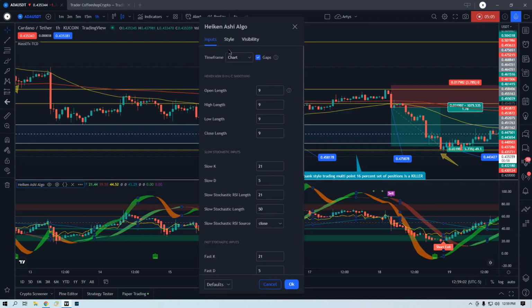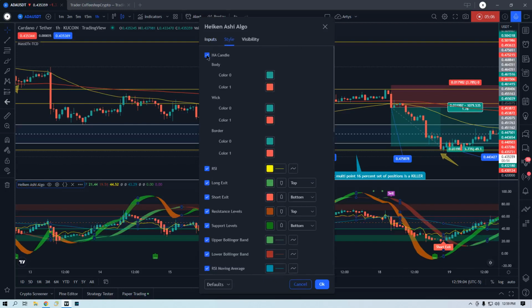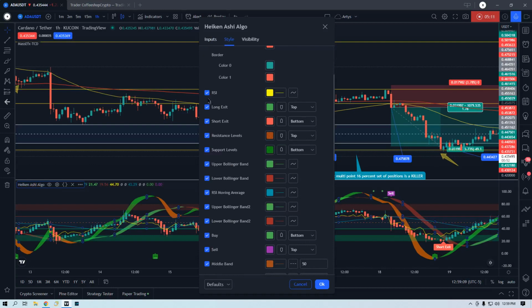You don't have to use that. You may want to use something else. A longer period on your RSI is a little bit smoother and it's less choppy.